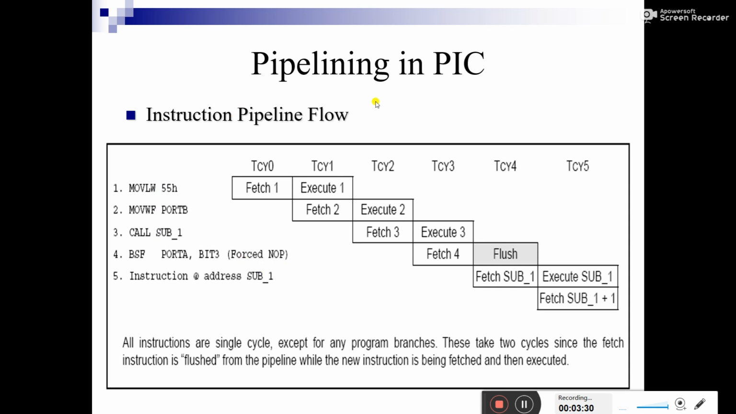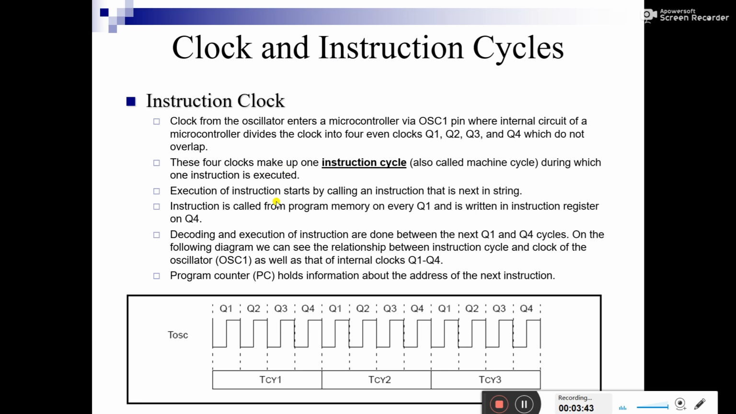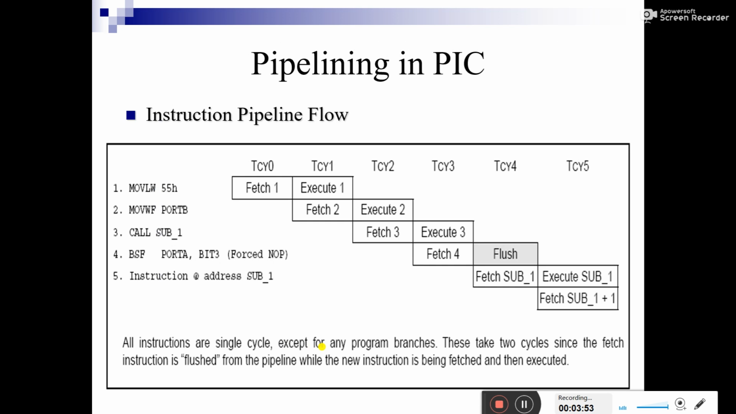Pipelining in the PIC. A pipelining structure is provided in the PIC, so faster execution can happen. Here you already know T cycle 0 and T cycle 1. It means that there are 4 equal clocks available for the operation, and for this one also there are 4 equal clocks available for the operation.